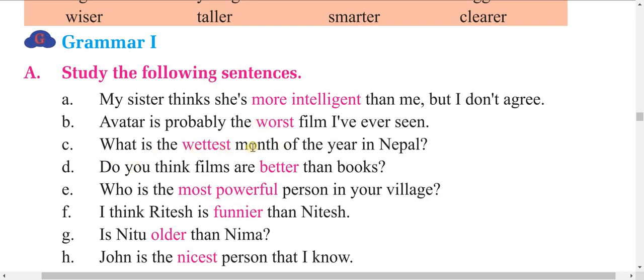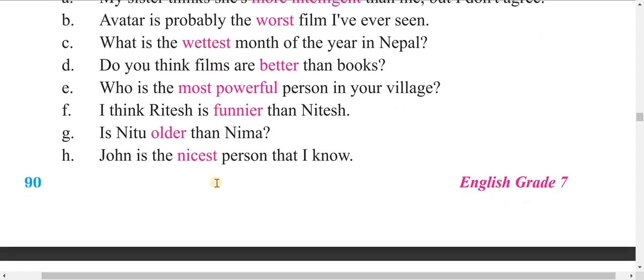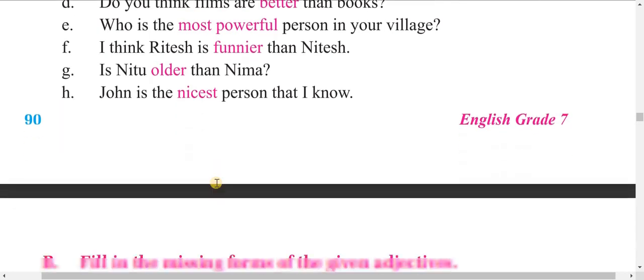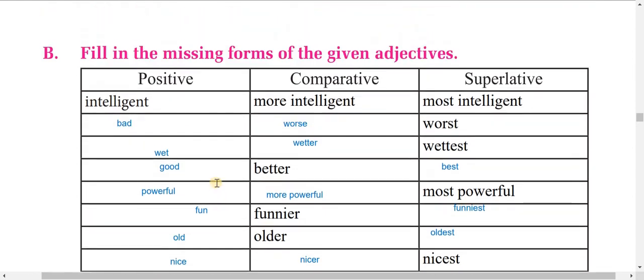See, what is the wettest month of the year in snowfall? For D, what do you think films are better than books? E, who is the most powerful person in your village? Yeah, I think Ritesh is funnier than Nitesh. G, is Nitu older than Nima? Zone is nicest person. So, students, you must have focused on these words which are written in red color.